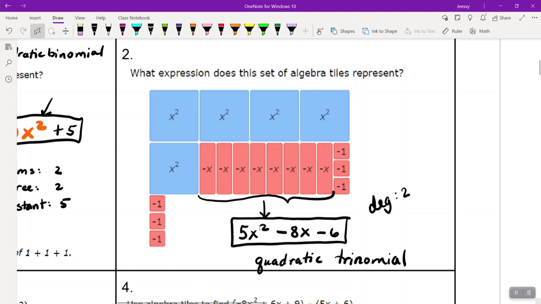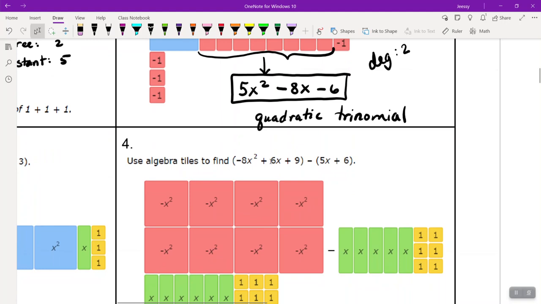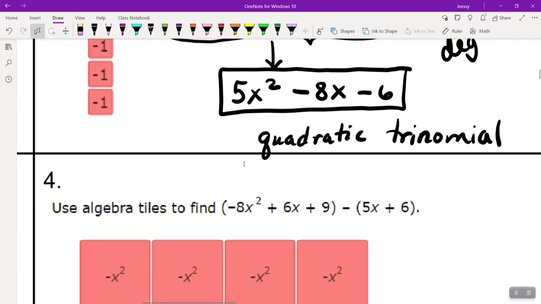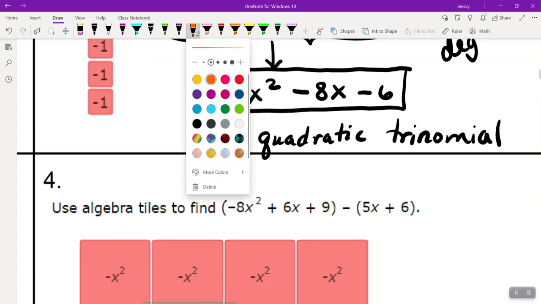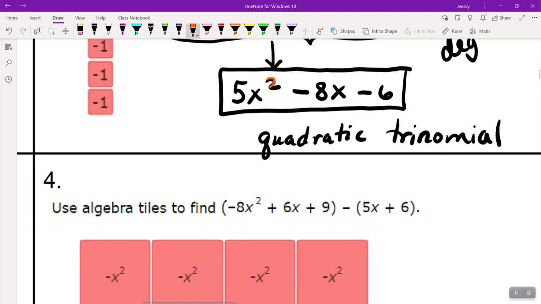Because this term right here has the highest degree. The degree is the exponent. So when you look at this right here, all right, this exponent is 2, so that makes this degree 2. This right here is an understood 1, so that makes this term degree 1. And this is a constant, so it's going to be degree 0. So which term has the highest degree? That one. So that determines the degree of the whole thing. Okay.